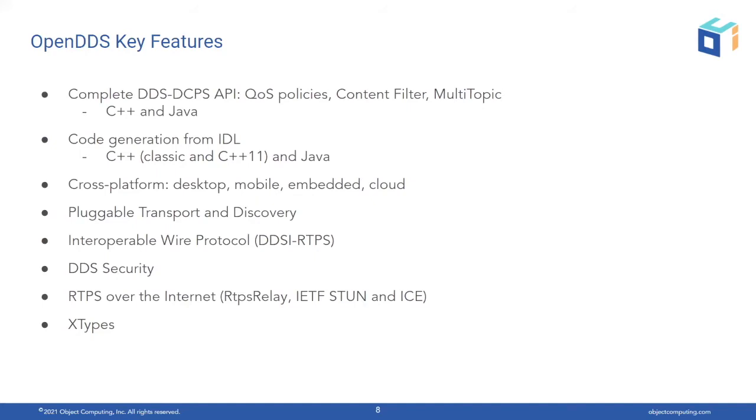And OpenDDS's architecture supports pluggable transport and discovery. Transport means how does the data actually make it onto the network and to the remote systems. Discovery is how the domain bootstraps itself and knows where the peers are on the network and what they're doing. OpenDDS features support for the interoperable wire protocol, DDSI-RTPS, so it can interoperate with other DDS systems that also support this standard from the Object Management Group.